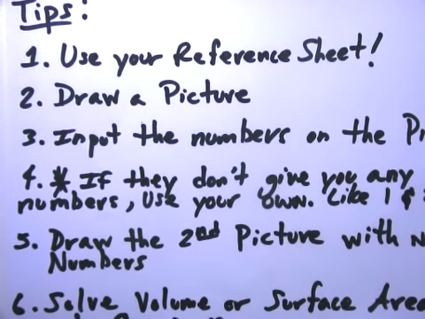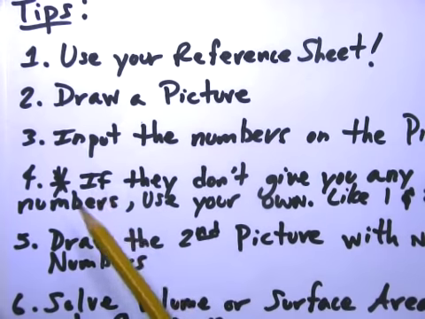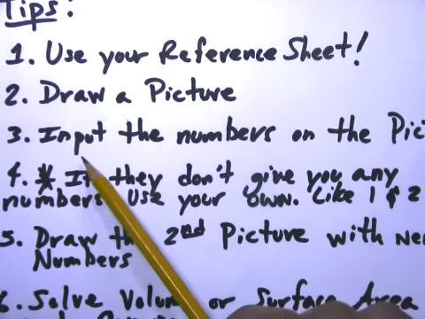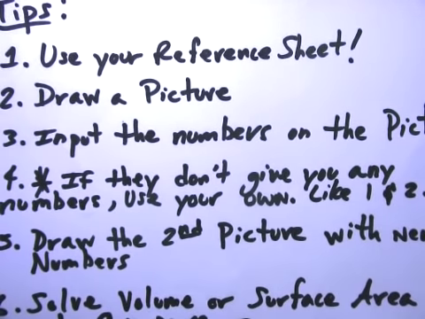Tip number two, there were a couple of questions on this assessment that were perceptual questions, and there were word problems that didn't give you any pictures. So tip number two is really big. Draw a picture. Okay, draw a picture. And then after you draw the picture, input the numbers that they give you into the picture. We're going to go over a couple of examples like that on this assessment.